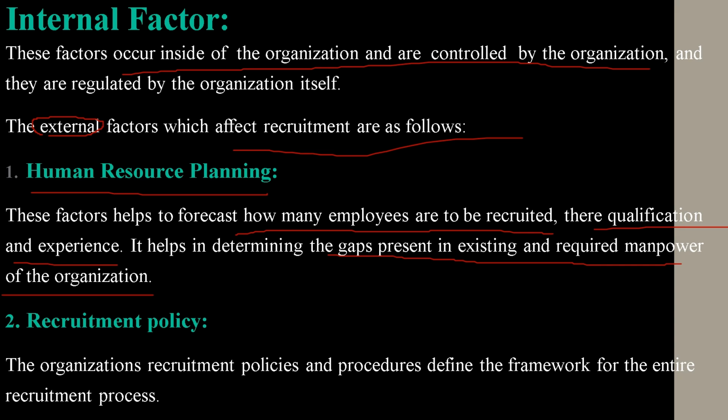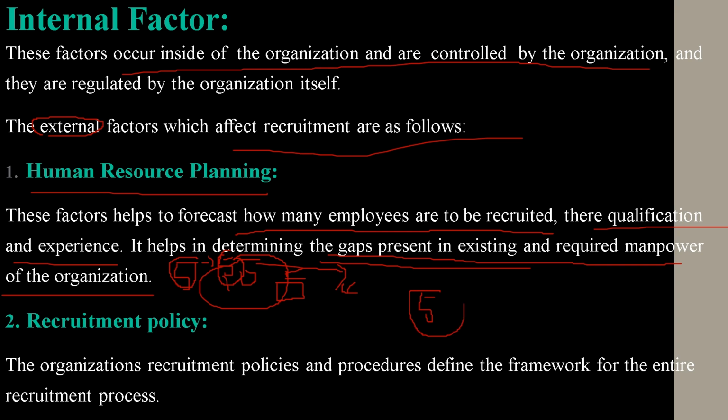That means first we check for internal recruitment. If we have a vacancy of 10 people, and we find 5 from internal, then the gap is still 5 more. So these 5 we will be checking from outside the organization. That means we will be checking external sources. So it helps to determine the gap between existing and required members. Still how many members are required? 5 more, right? And required manpower of the organization.